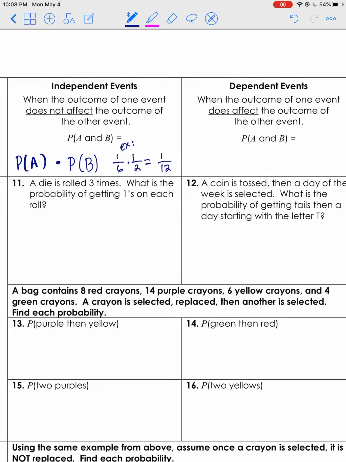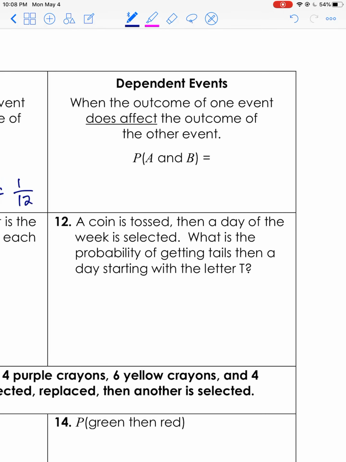All right. Then we have dependent events. This is when the outcome of one event does affect the outcome of the other. So I'm going to give you a different example. Let's pretend we're all in the classroom together and I have a cup that has your name on popsicle sticks. And let's say there's 25 of you in my class. All right. What's the probability that I pick a name out of the cup and it is your name?